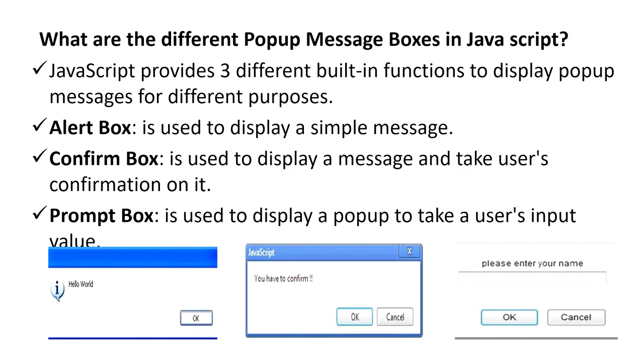What are the different pop-up message boxes in JavaScript? JavaScript provides 3 different built-in functions to display pop-up messages for different purposes. Alert box is used to display a simple message. Confirm box is used to display a message and take the user's confirmation on it. Prompt box is used to display a pop-up to take a user input value.